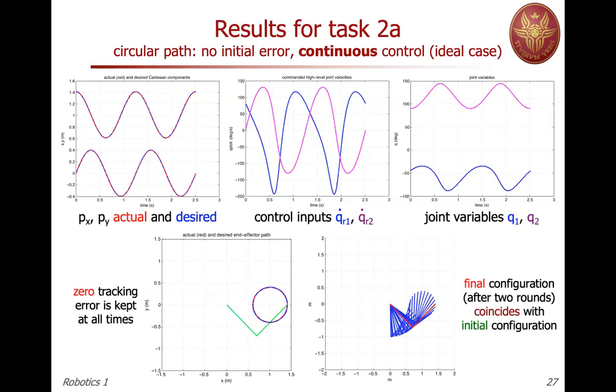In fact, you can see the stroboscopic view. It makes one round, the second round, the final configuration is shown in red, as in fact it coincides with the initial configuration. Finally, the last plot on top is the evolution of the joint variables, so the integration of the commands. You see that these are periodic motions, but not sinusoidal. Why are they not sinusoidal like the px and py that we see on the left-hand side? Question.